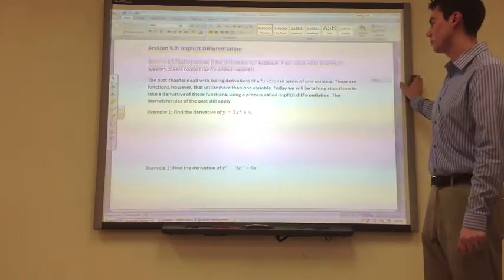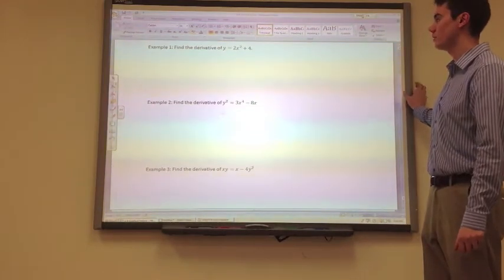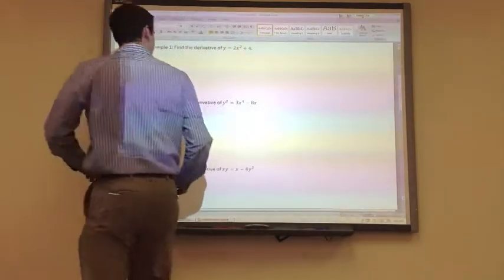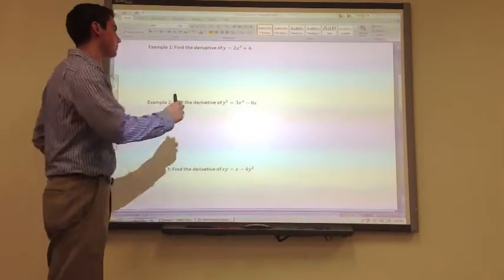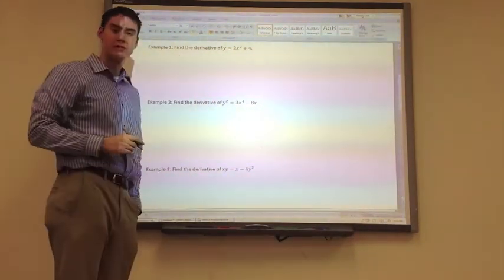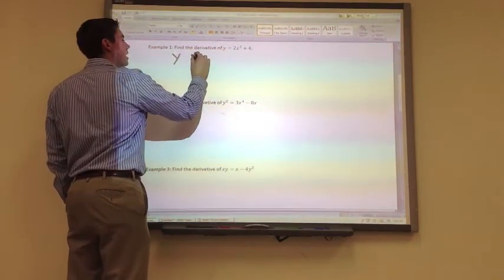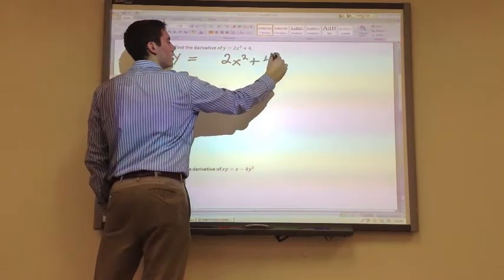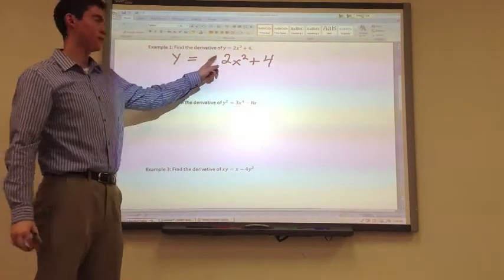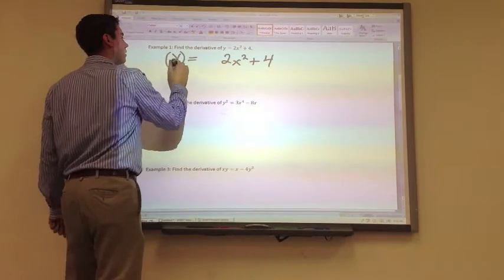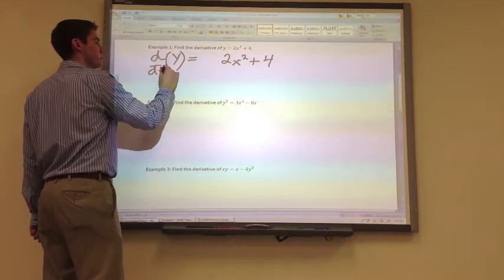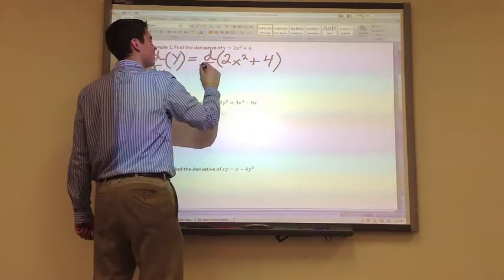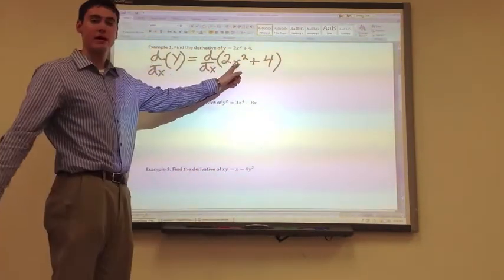So let's take a look at example number 1. Find the derivative of y is equal to 2x squared plus 4. So to do these, ladies and gentlemen, I want to get in the habit, especially for implicit differentiation, of writing y is equal to the original equation, 2x squared plus 4, leaving a little bit of space here and here. Because what we're going to be doing is taking the derivative in terms of x, and we're going to be finding the derivative in terms of x of this side of the equation as well.